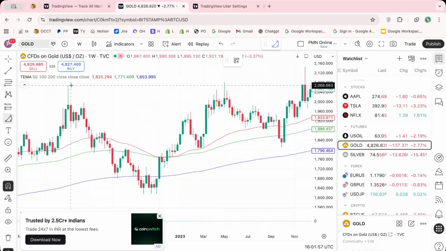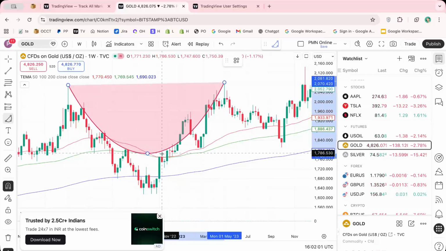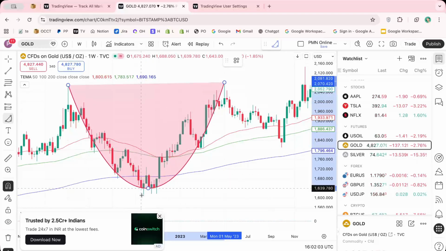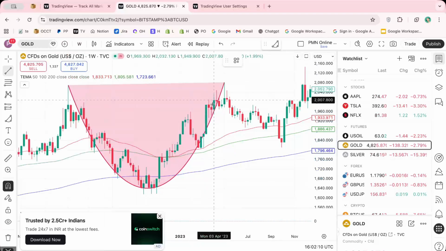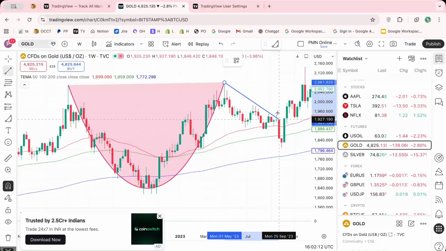After the cup, we move on to the handle. The handle is a smaller pullback or a slight downward drift that usually lasts from 1 to 4 weeks. This part of the pattern typically shows a retracement of about 30 to 50% of the cup's depth. Spotting this handle is crucial, as it leads us to the breakout point.